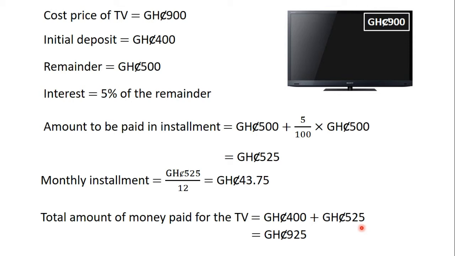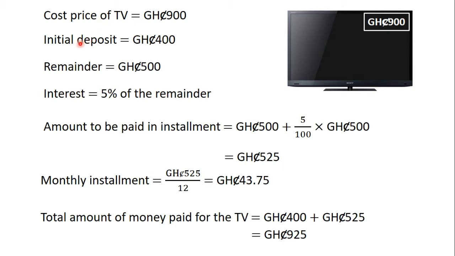So we can see that the actual cost of the television was 900 Ghana cedis, but because Kofi bought the television on hire purchase, he paid 925 Ghana cedis, which is 25 Ghana cedis more than the actual price of the television. So when an item is bought on hire purchase, the customer will end up paying more than the actual price of the item. And this is because the shop will charge an interest on the remainder.